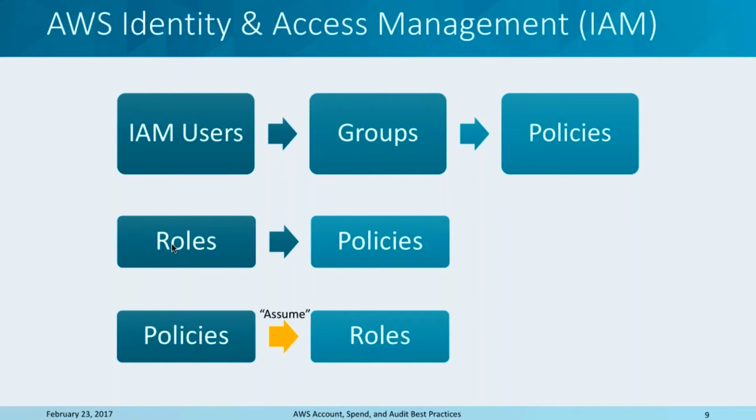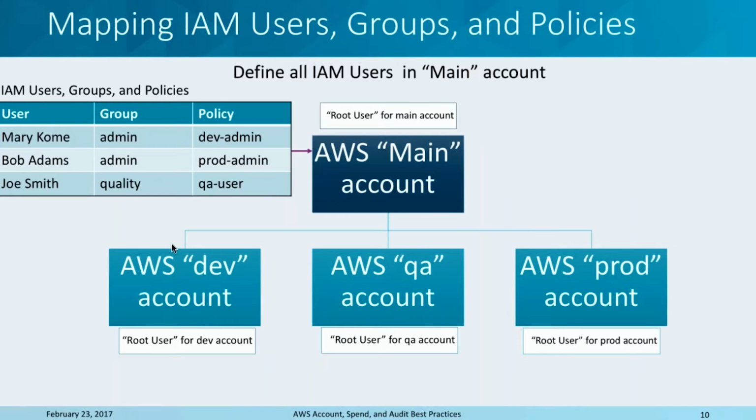Okay, awesome. Now we've gone through some of the capabilities of IAM. How do you stitch these things together? What we have found to be most practical and also most useful is to define all your IAM users in the main account. Do not create user accounts in each of the sub accounts. Create all of them in the main account. Like I'm showing here, I have Mary Combe, Bob Adams, Joe Smith. These are 3 different users, and they belong to different groups and have different policies attached to these groups.